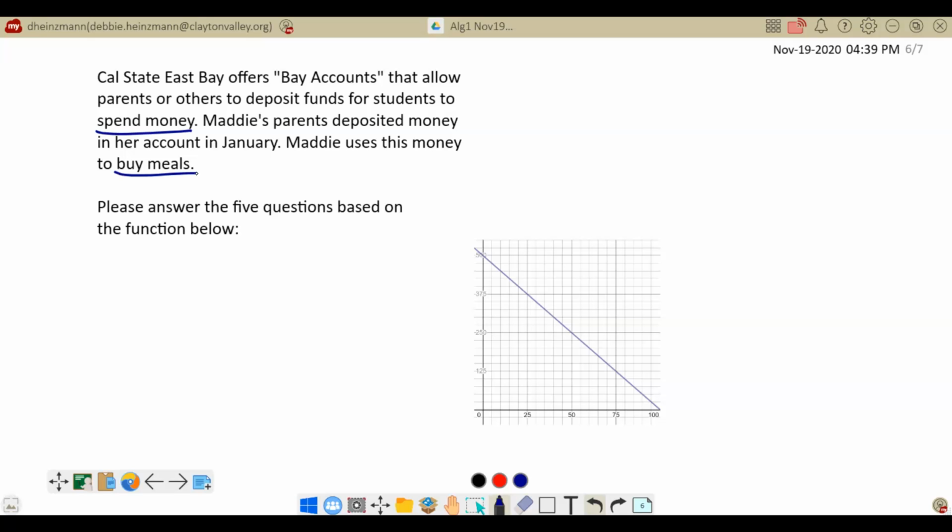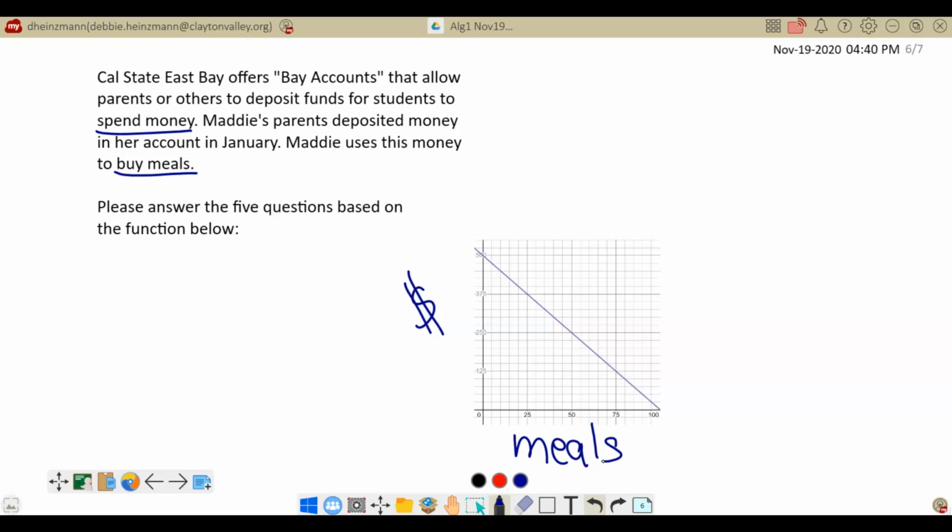If they deposited money and then you're going to spend the money, then it would make sense that your y-axis is dependent, because how much money you have is dependent on how many meals you buy, right? If you don't eat, you're not going to spend very much of your money. So the x-axis is meals. It's the independent variable, and the dependent variable is the amount of money in your account.